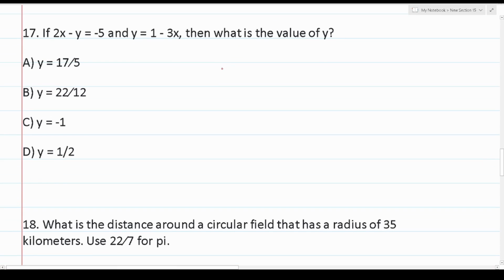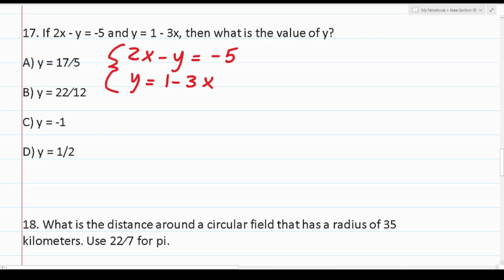All right, number 17 says, if 2x minus y equals negative 5 and y equals 1 minus 3x, then what is the value of y? In case it's not obvious, we're dealing with a system of equations here. So let's start by writing down what we're given. We have 2x minus y equals negative 5. Then we have y equals 1 minus 3x. This right here is our system of equations.